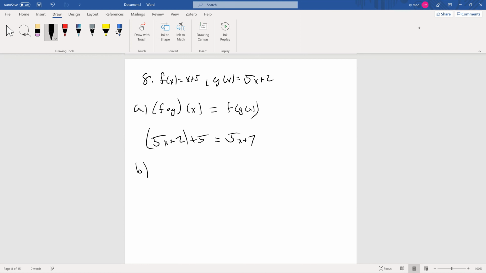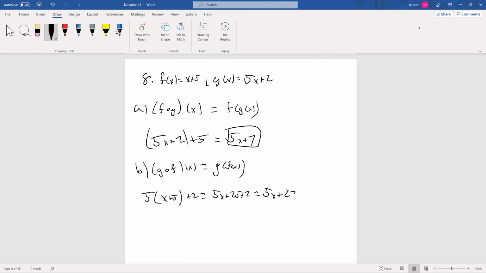When you get to B, it's a little bit different. So this one is g of f of x. So now you have to multiply f of x by 5, because that's in g of x, it's 5x. And then don't forget the plus 2. So 5x plus 25 plus 2. Let me box this one so you can see it. So it's going to be 5x plus 27.